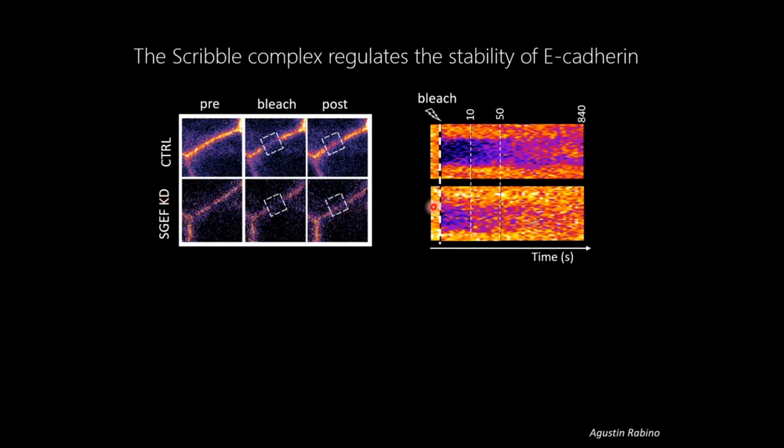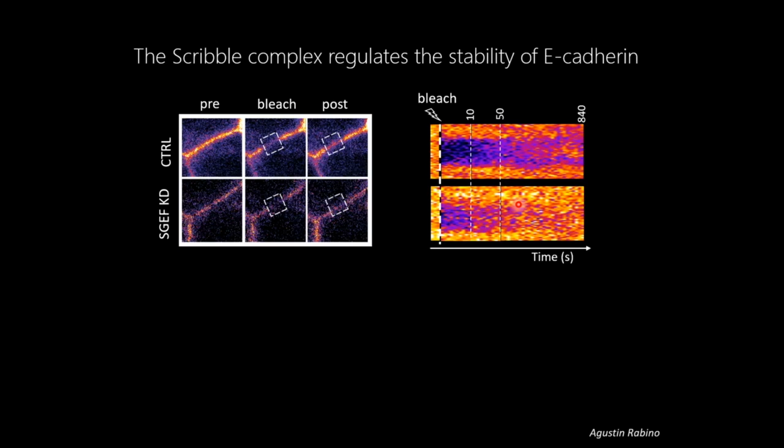In contrast, what we see in SGEF knockdown cells is the bleach area is not as stable, so it starts to get recovered a lot faster, and then you recover the fluorescence in just a much shorter time, suggesting again that diffusion is a lot faster.